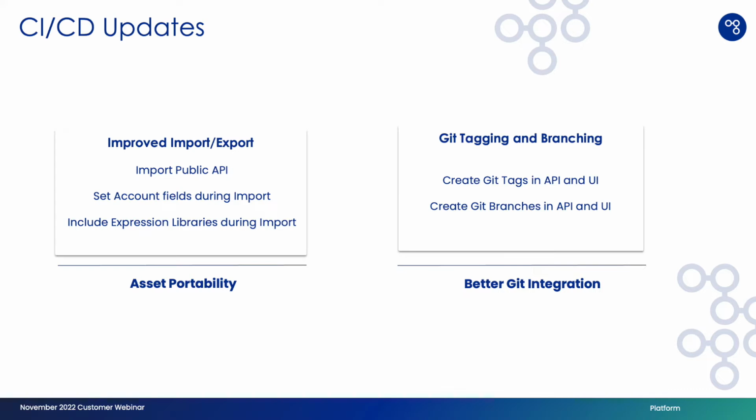For the Git integration, we've added the ability to create both Git tags and Git branches in both the public API and UI to help facilitate collaboration between different pipeline integrators and allow you to version your projects more easily.